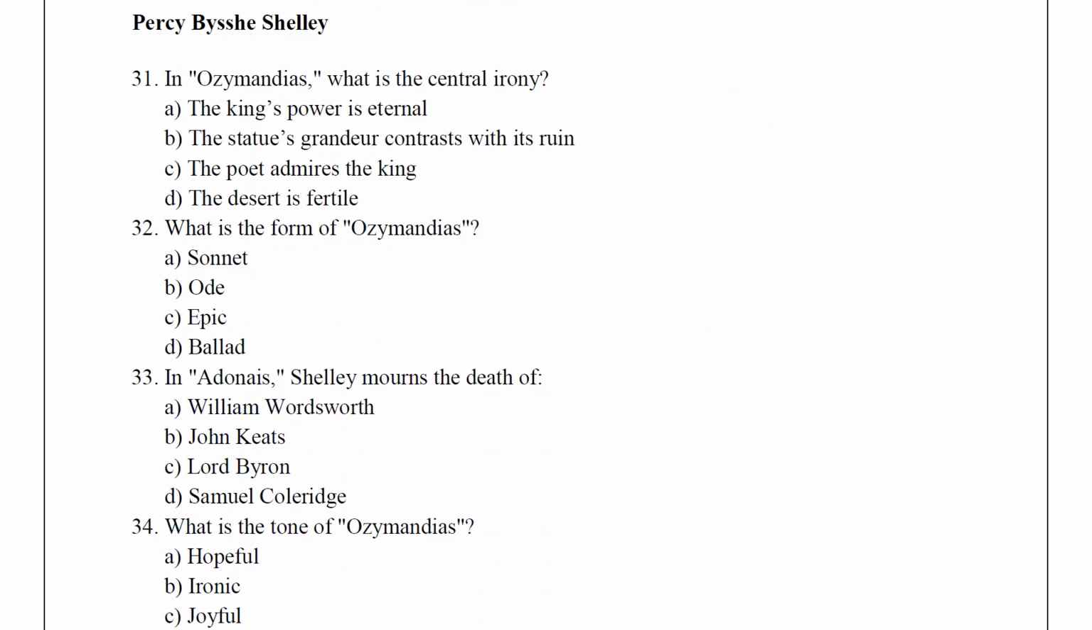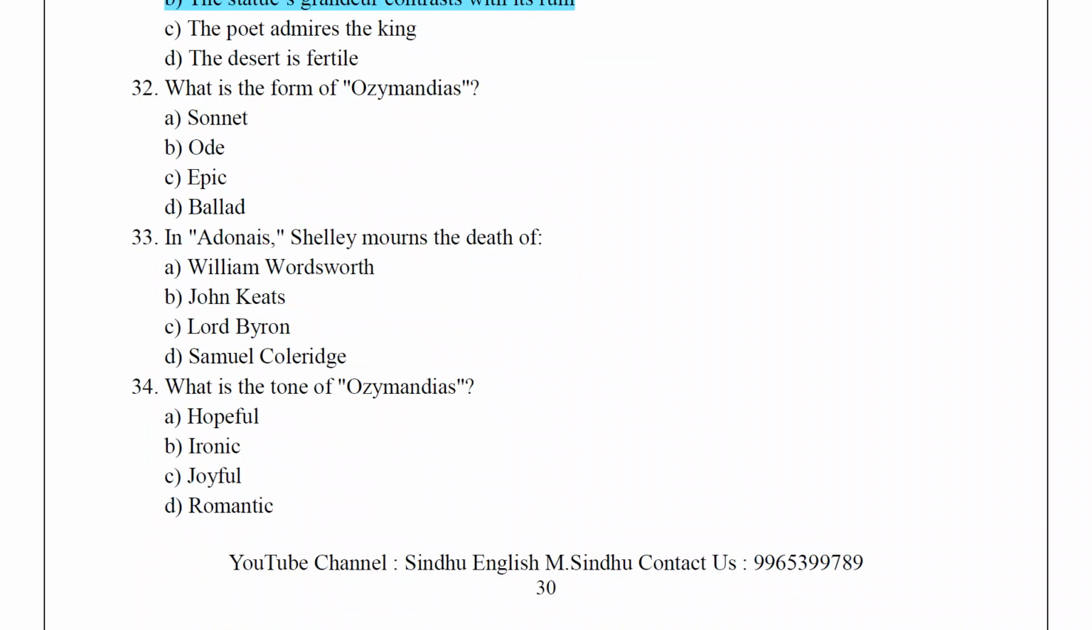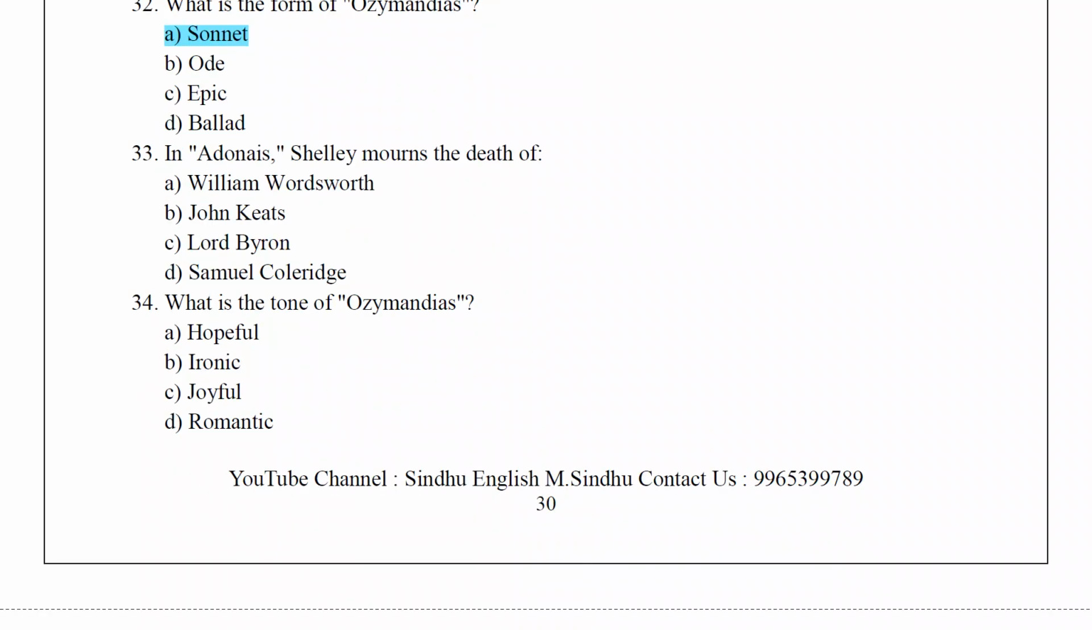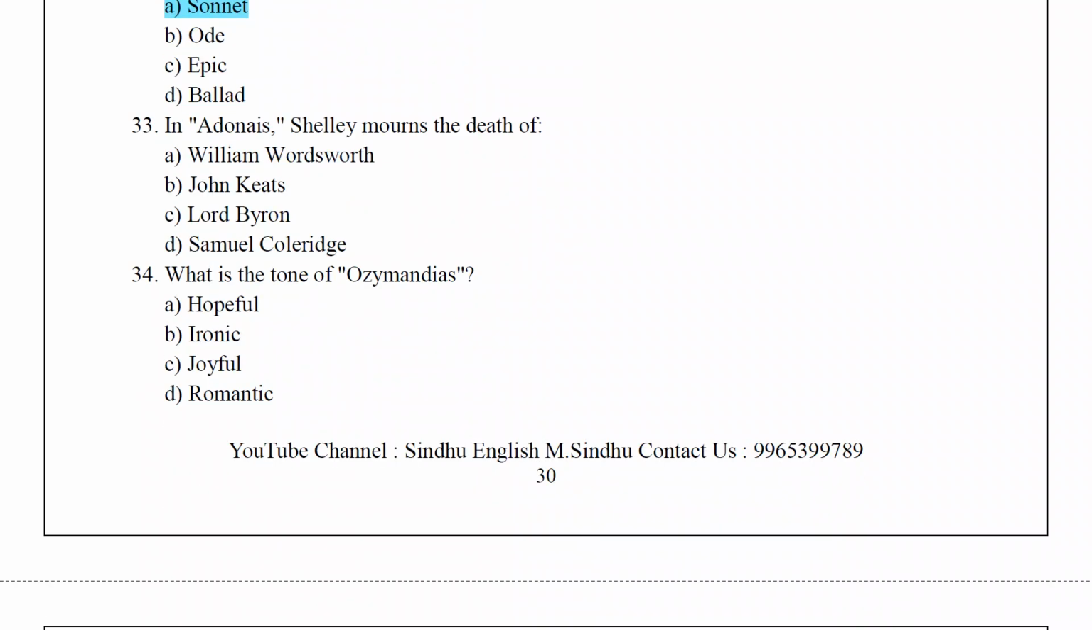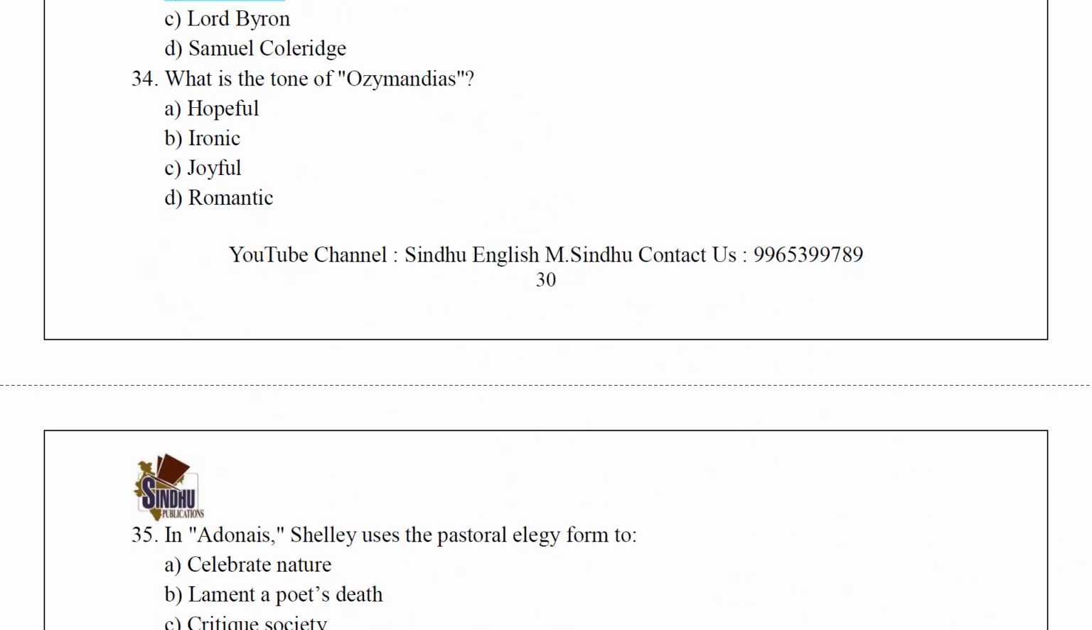Next poem. In Ozymandias, what is the central irony? The statue's grandeur contrasts with its ruin. What is the form of Ozymandias? It is a sonnet. In Adonais, Shelley mourns the death of John Keats. What is the tone of Ozymandias? Ironic.